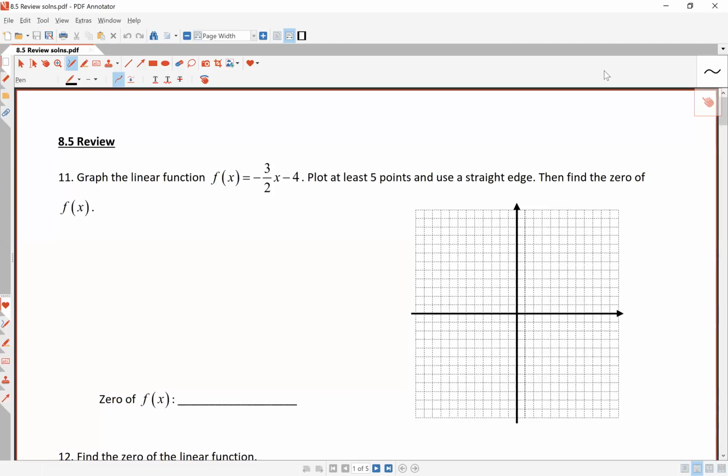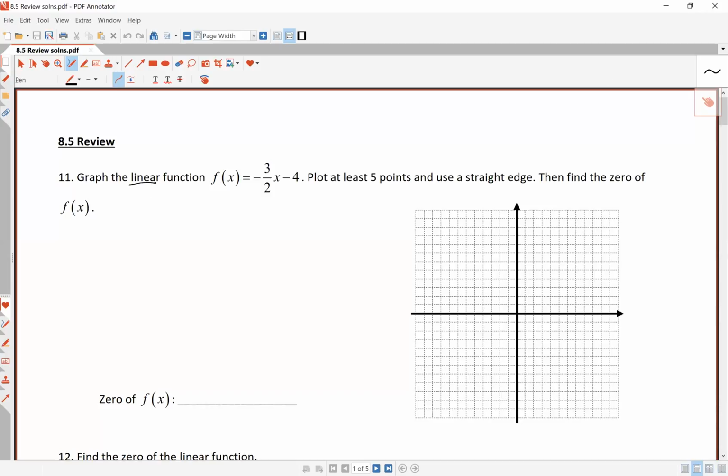This video covers the review for section 8.5. Number 11, graph the linear function f of x equals negative 3/2 x minus 4 and plot at least 5 points and use a straight edge. And then find the zero of f of x.